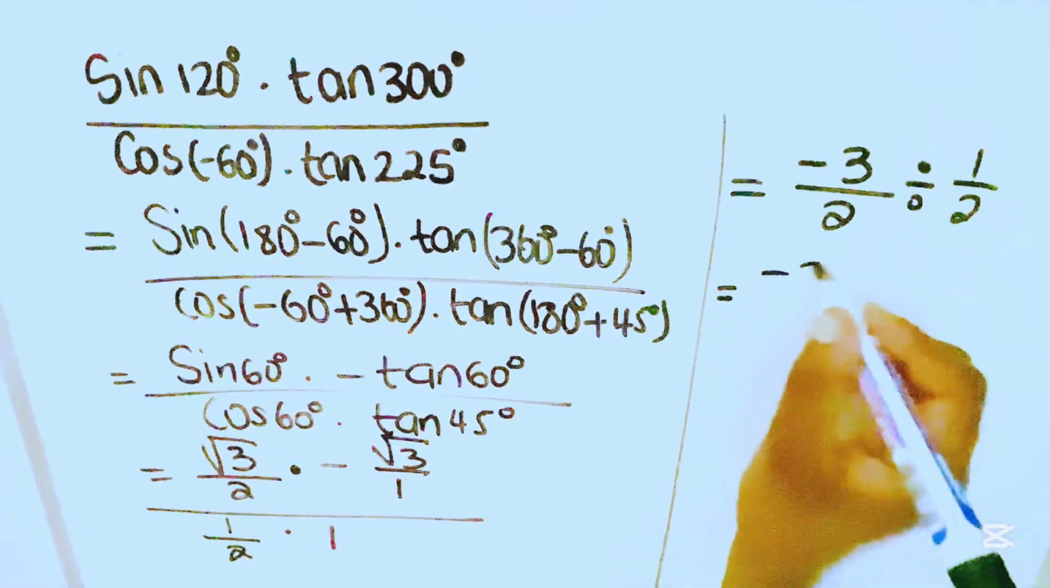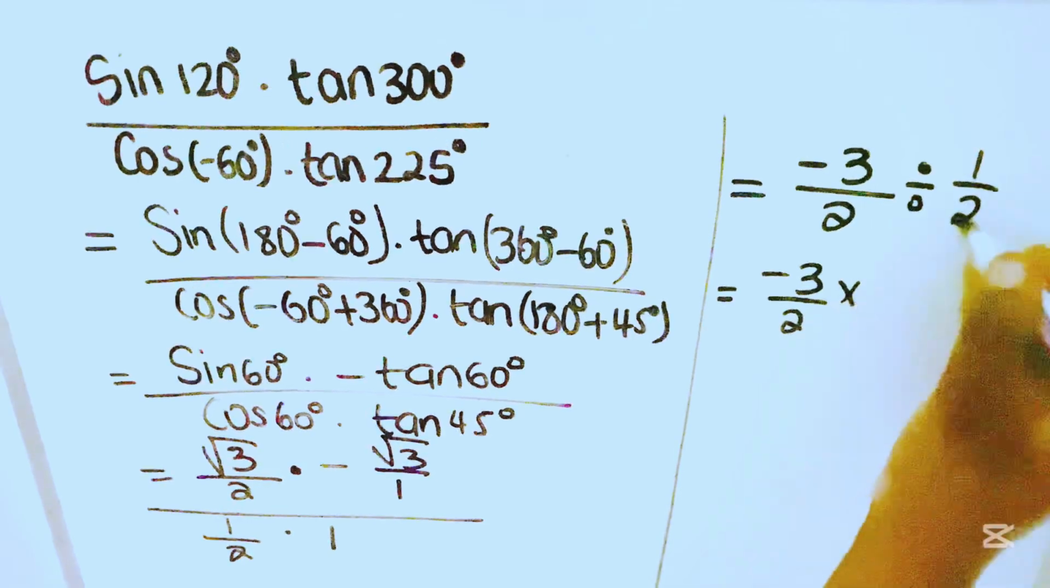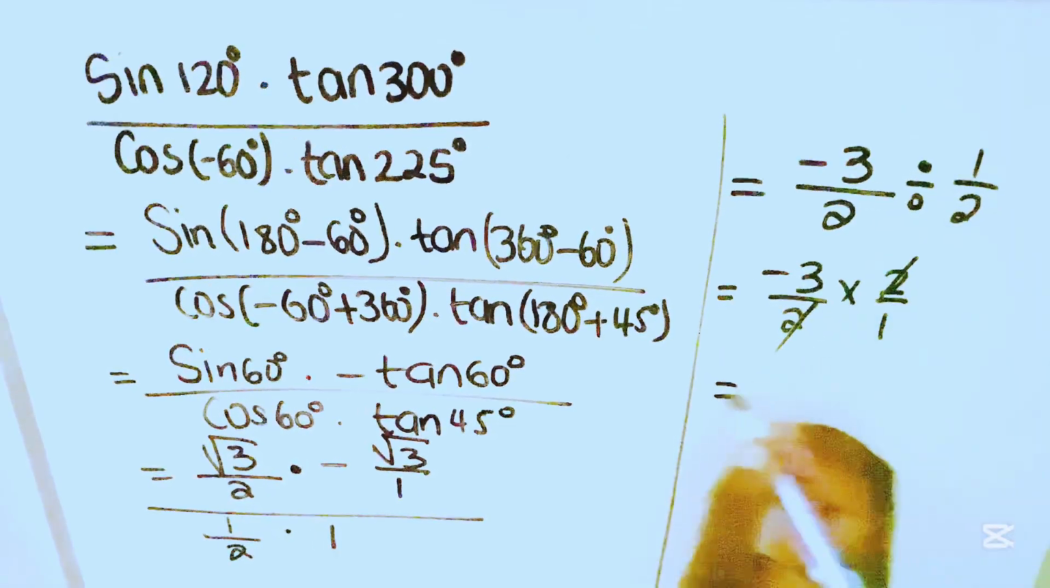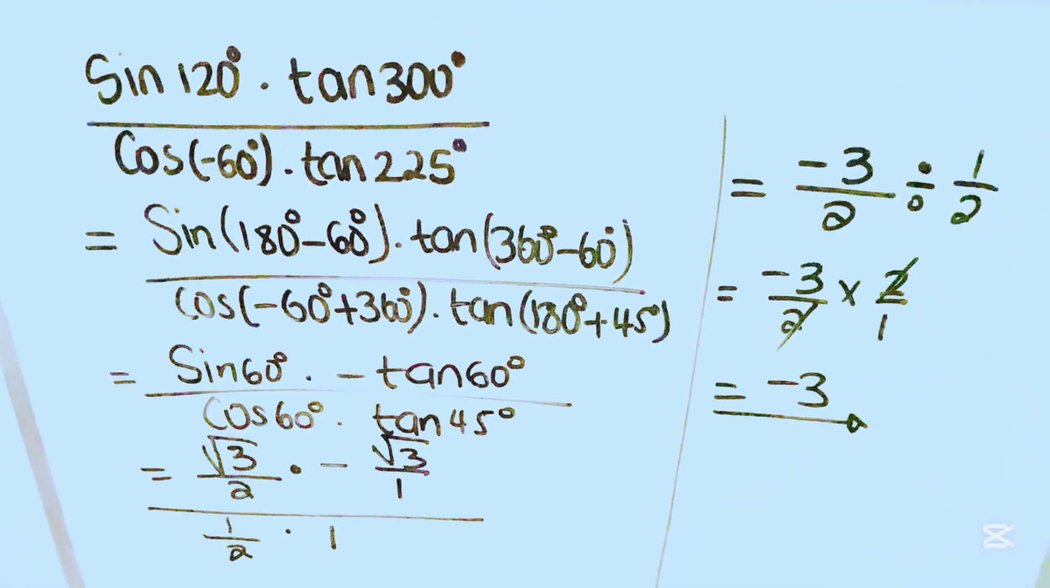Then to simplify further, we'll change the division sign to a multiplication, then the reciprocal will be 2 over 1. Then the 2 divides, then we'll have a final answer of negative 3.